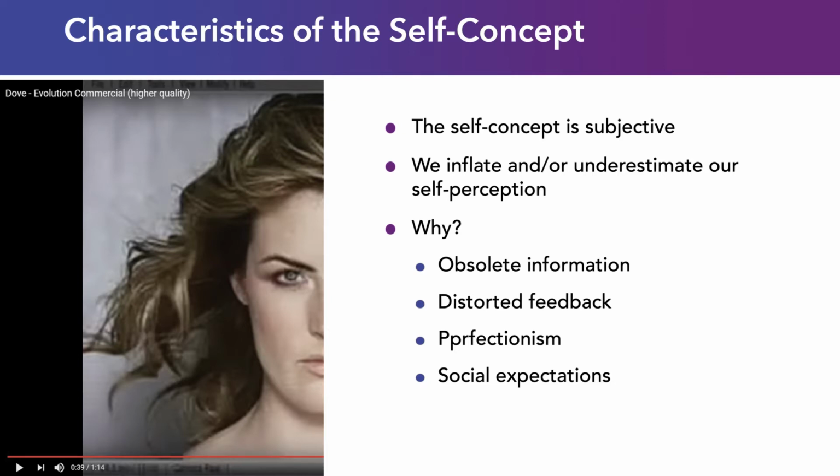Okay, but we're going to look at four characteristics of the self. So the self-concept is subjective, which means sometimes the way we see ourselves is not how other people see us. And we're going to talk about this more in the second section, and when we look at the exercise 4.2 that I'm asking you to do for homework. Okay, so sometimes we see ourselves as better than we really are. Sometimes we see ourselves as worse than we really are.